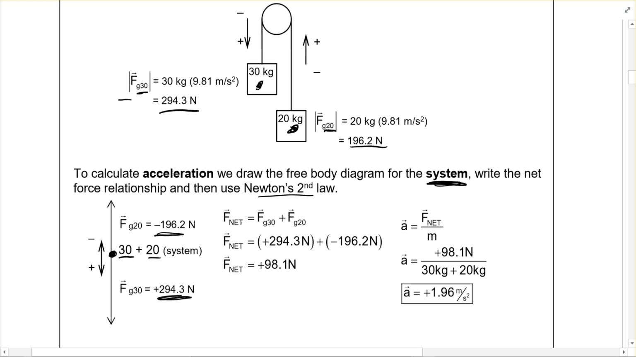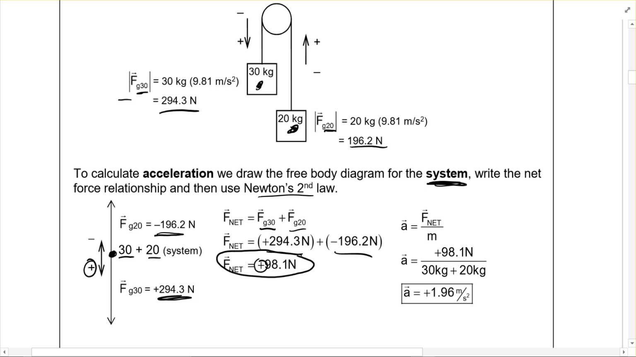So if we're going to figure out the net force of this thing, it's going to be the force of gravity of the 30 kilogram one plus the force of gravity of the 20 kilogram one. So positive 294 minus 196.2. The net force is going to be going down at 98.1. And it's down because it's positive. Those are the conventions that we're using, right?